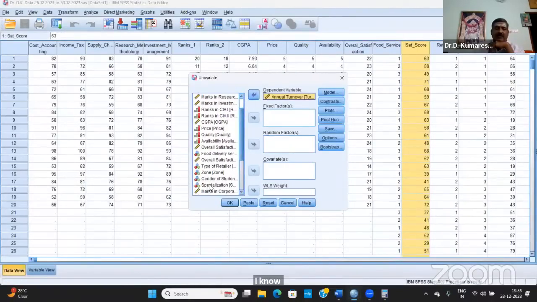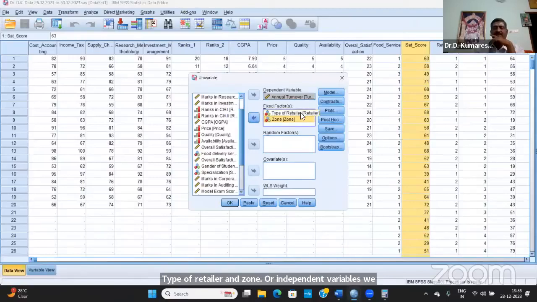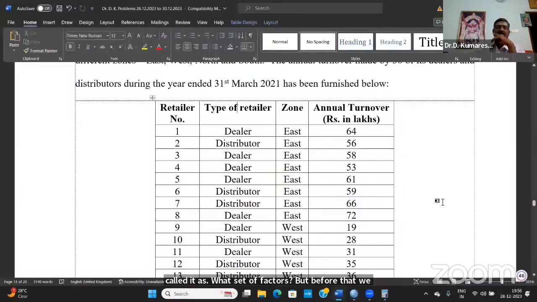Then, what are the independent variables? Type of retailer and zone. They are the factors. The two fixed factors. Annual turnover is the dependent variable. Type of retailer and zone are independent variables. We call it as fixed factors. But before that, we have to do one more thing now. What is it? We have to write the hypothesis.